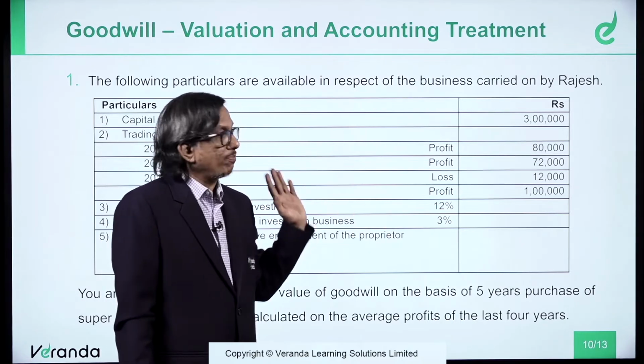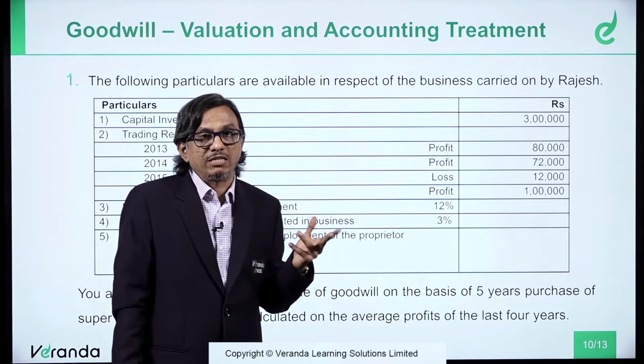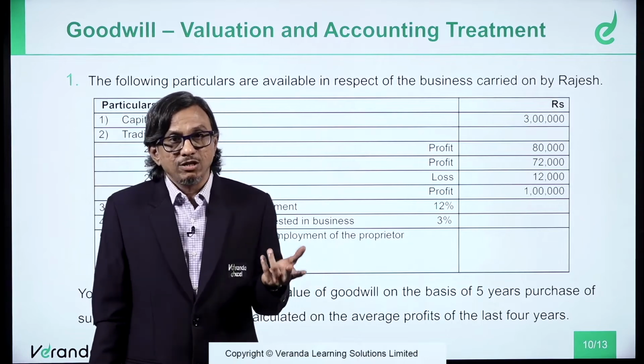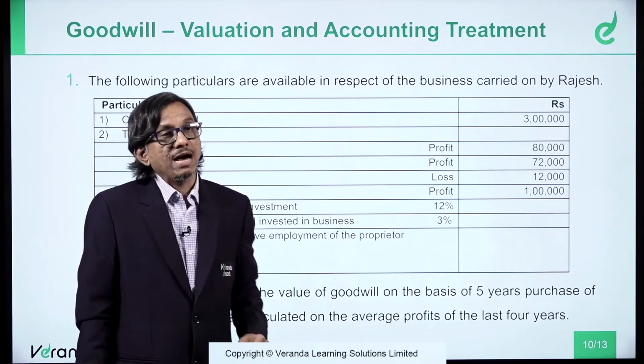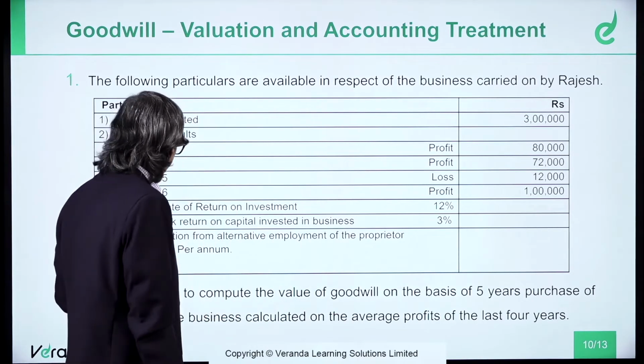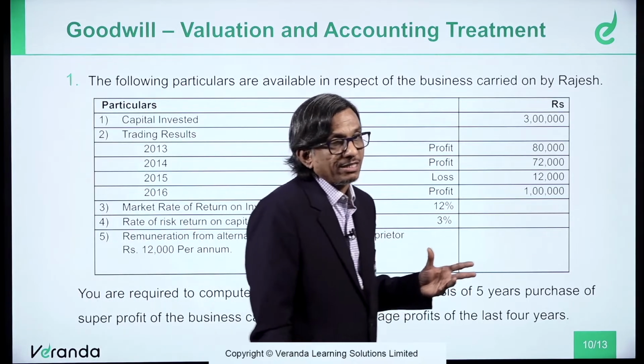They will simply apply 12%. What is the 3%? Some risk return is given, which they do not understand, so they have a problem. In other cases, some students may not bother about this 12,000 per annum. For what should I take this 12,000?